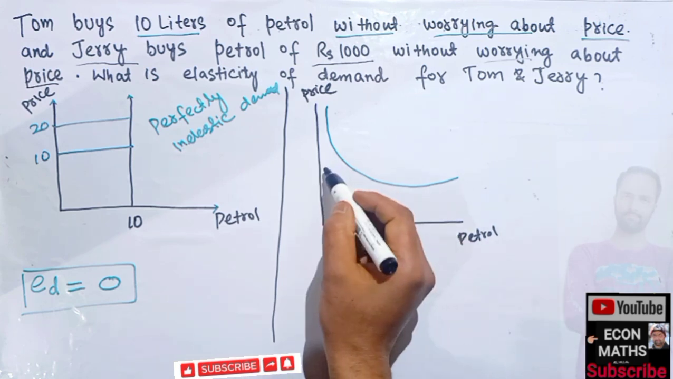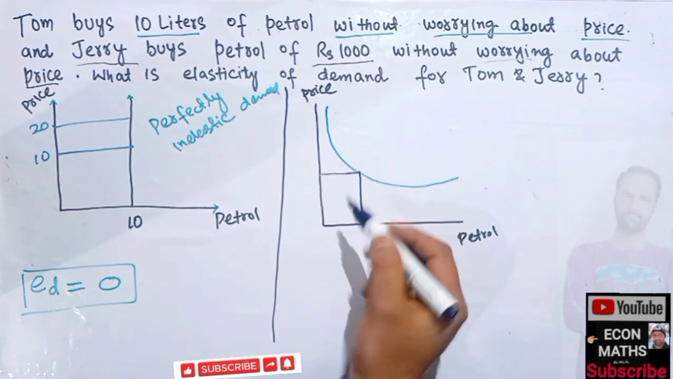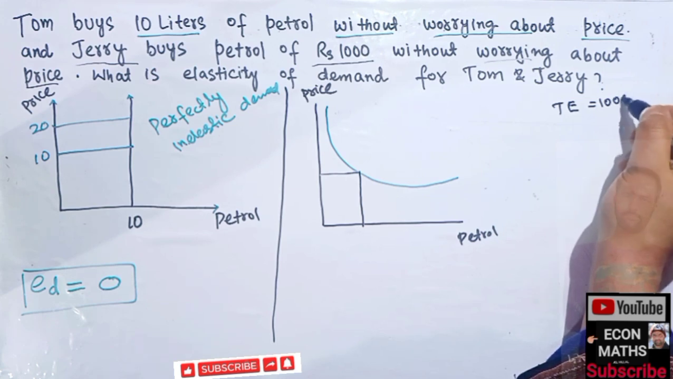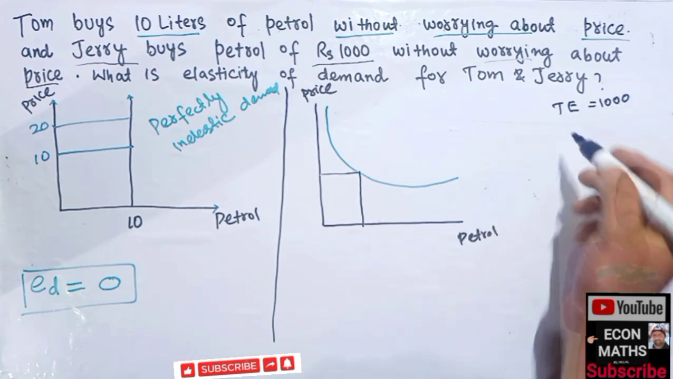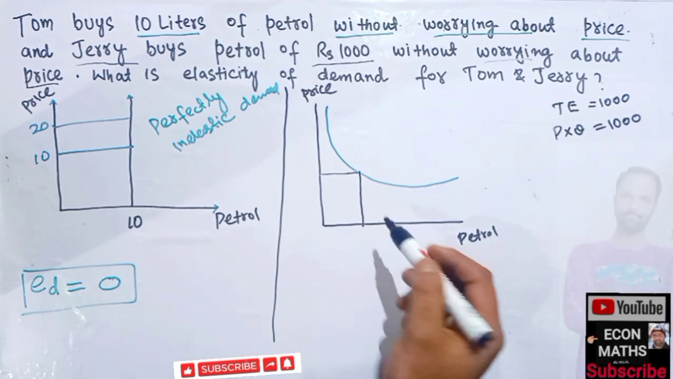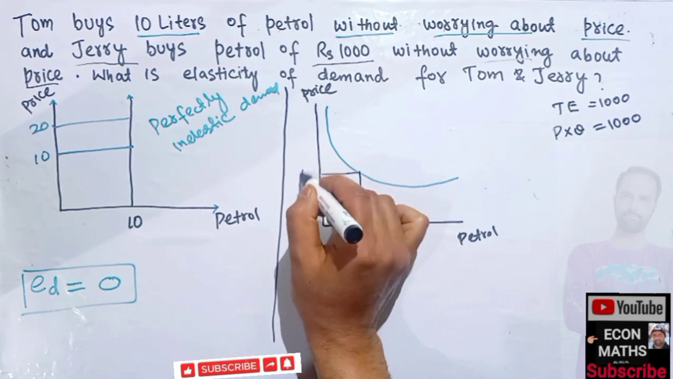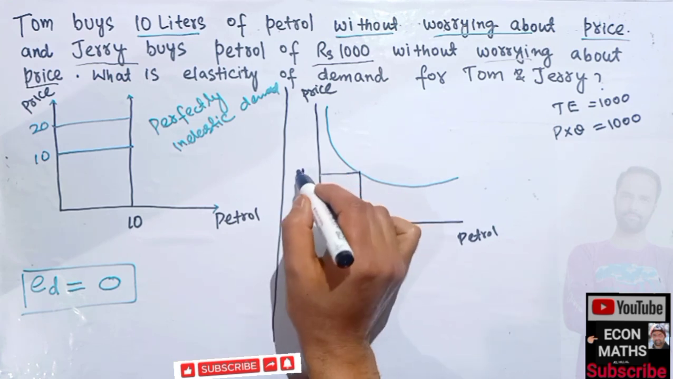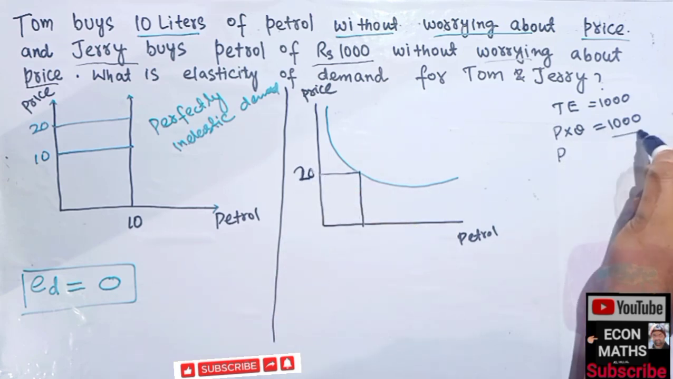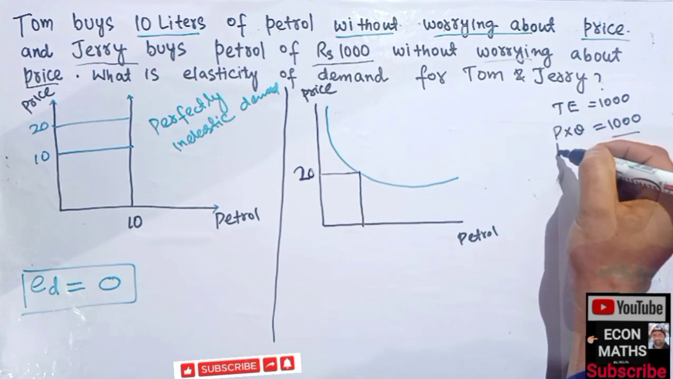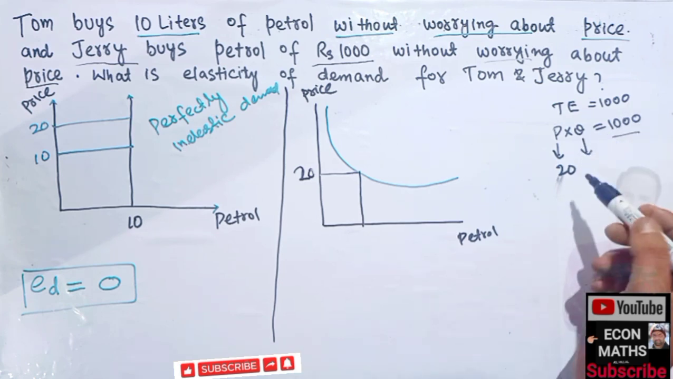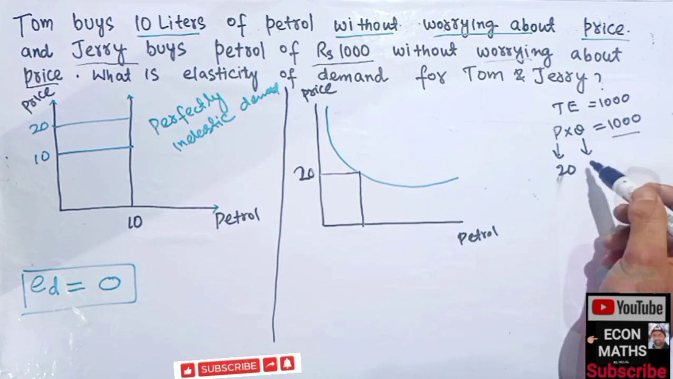Let us say total expenditure for this Jerry is equal to 1000. Total expenditure means price into quantity should be equal to 1000. Let us say price was 20. If price is 20, and total expenditure is constant, what will be the quantity demanded? So quantity demanded will be 20 into 10.